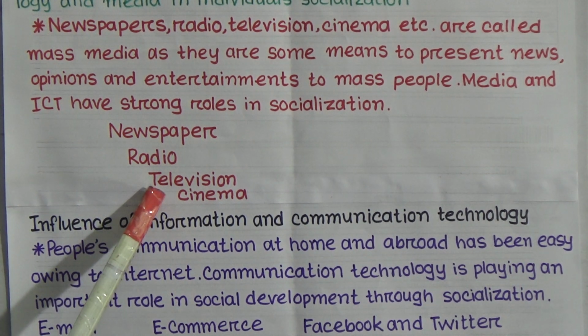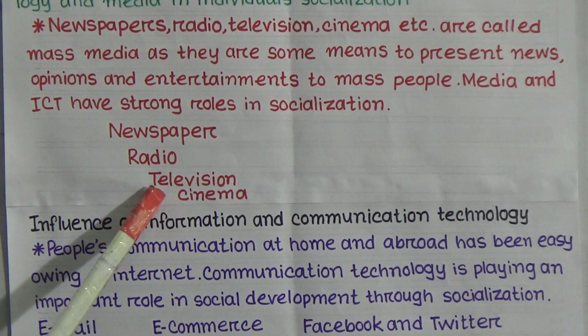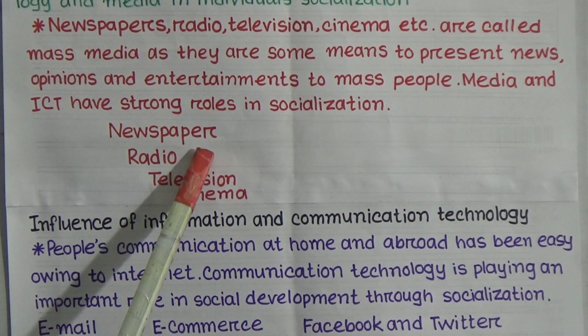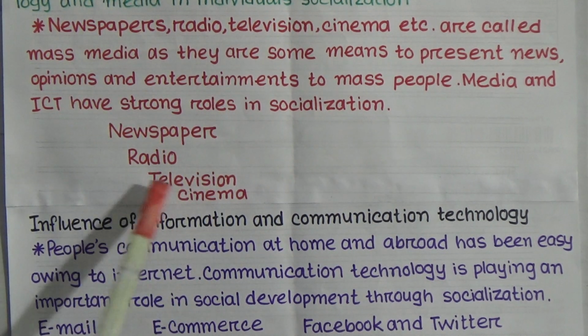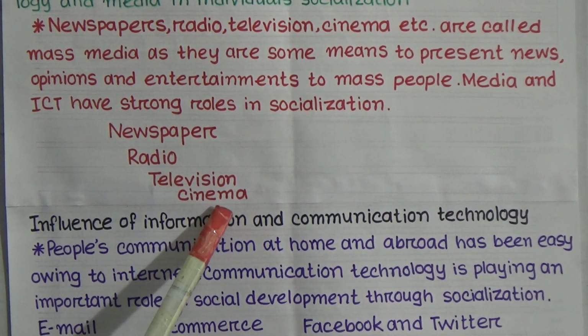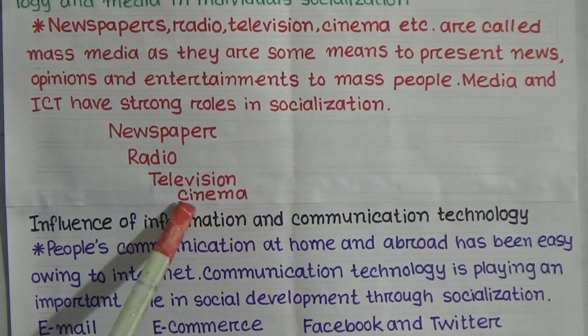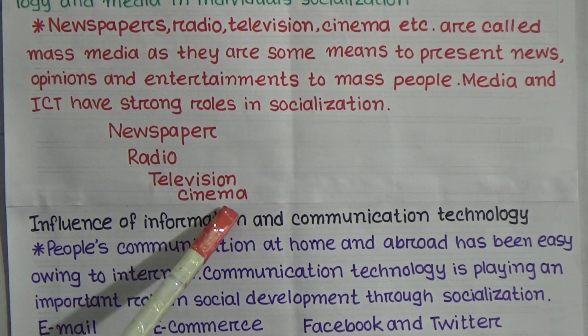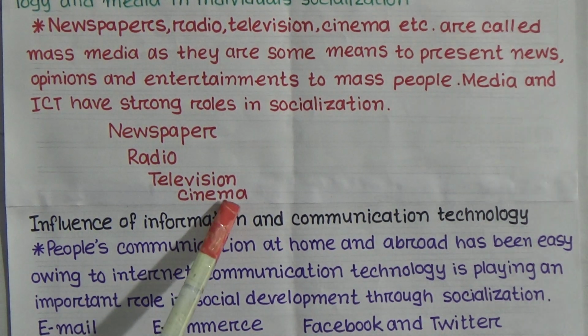Before, we didn't get any information, and if we got information it took much time. But within a short time, if we read newspapers, hear radio or watch television, we can be advanced. And at last, cinema. This is the most popular entertainment system. Through watching cinema, a person can be socialized, a person can get the view of the society.